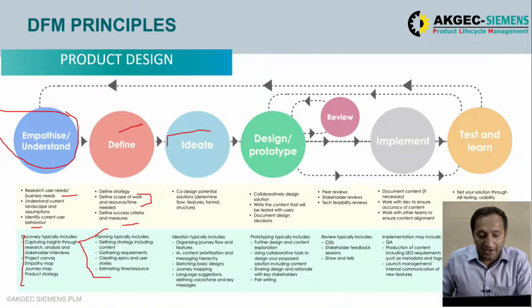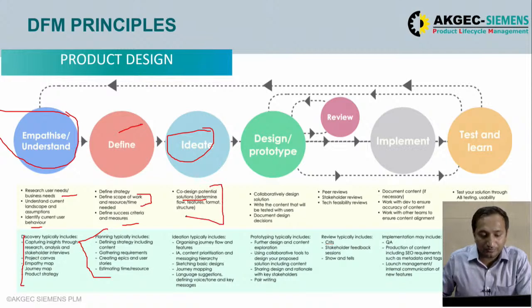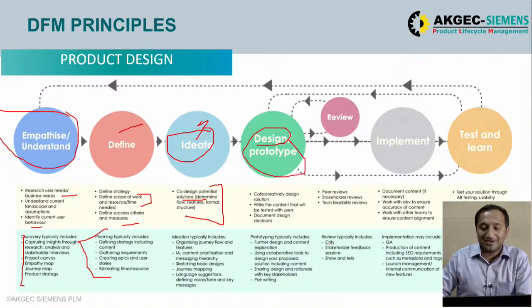Third is ideate. Ideate means you start working on your design. You try to formulate simple steps, like if you have defined the problem, how you are going to solve it. Like you try to determine the potential solutions for it, you try to develop a structure for it. So this is what ideate is all about. The next step is design and prototype.